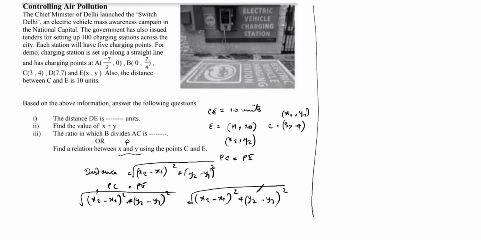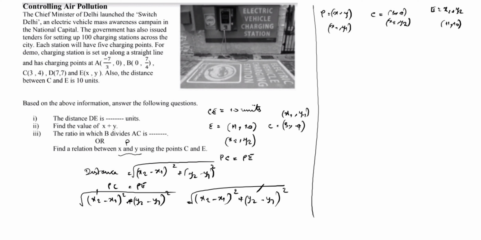So for P, what is the P value? P is equal to x comma y. This is x1 comma y1. What is the C value? C is equal to 3 comma 4. This is x2 comma y2. After that, P is x1 y1, so E is equal to x2 comma y2. What is x2 comma y2? 11 comma 10. So we will substitute.